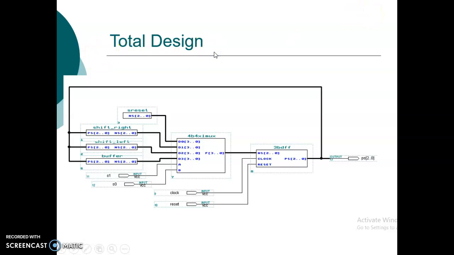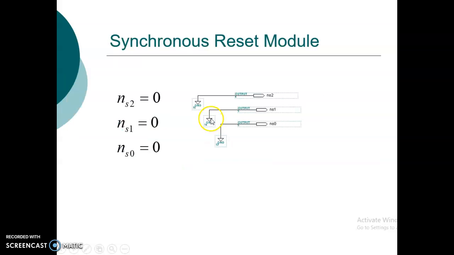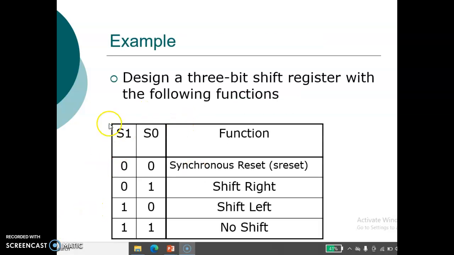Here again we have to remember: design a 3-bit shift register with the following functions. S1, S0 function: both are 0, synchronous reset. Then 0 1, shift right.